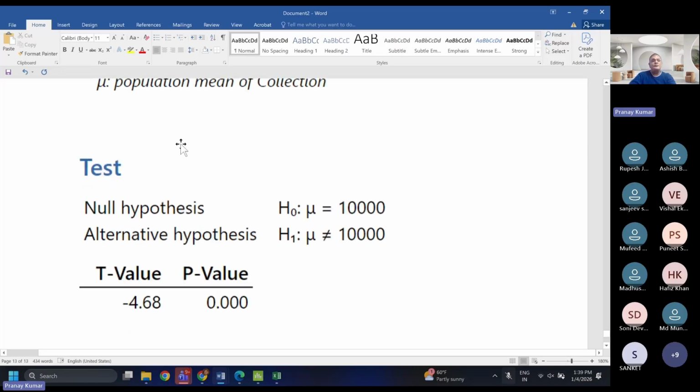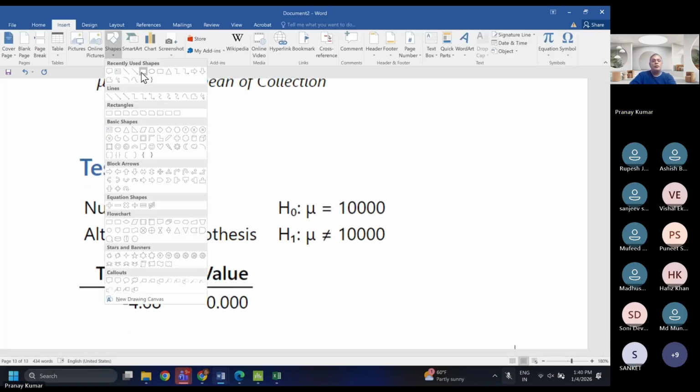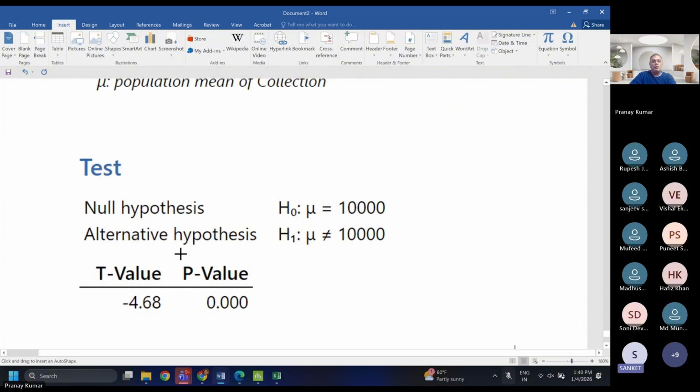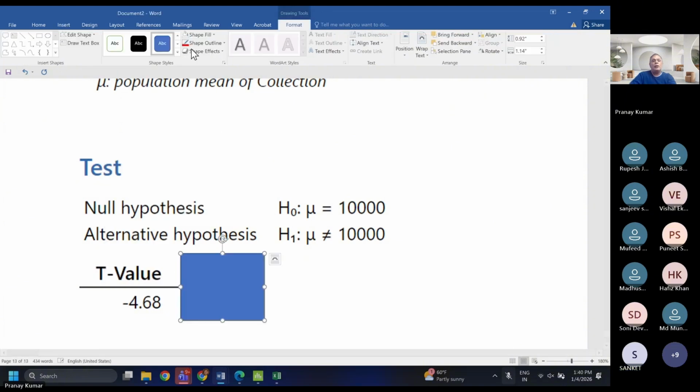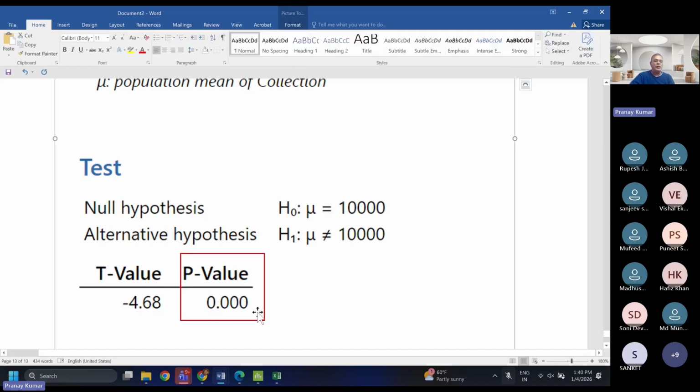Like every test, it will also give you p-value. It will also tell you what is the null and alternate saying. What is null saying? Mean of the population is equal to 10,000. Alternate is saying mean of population is not equal to 10,000. What is to be accepted? P-value is coming at 0.00. So we will accept the alternate hypothesis. Correct, everyone? Yes, sir.